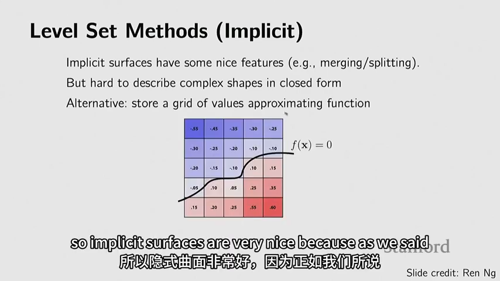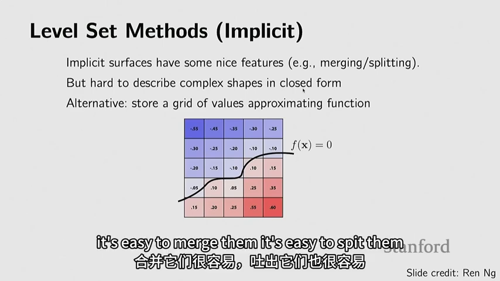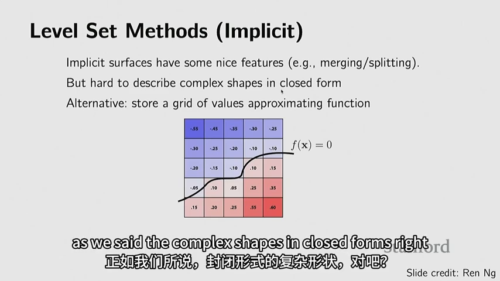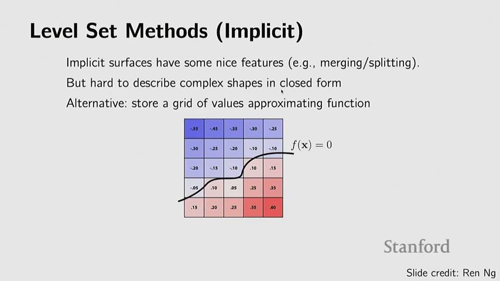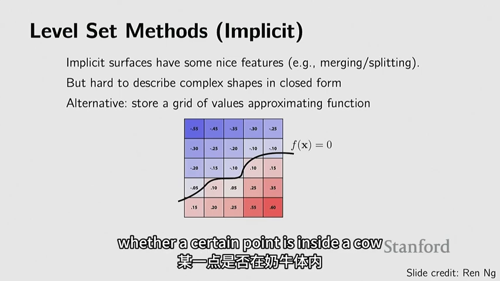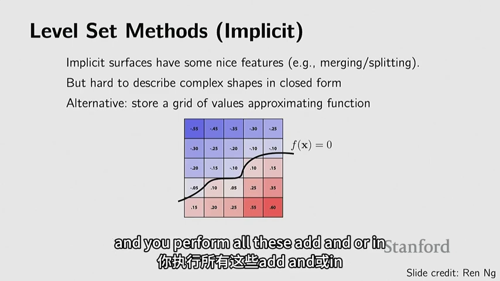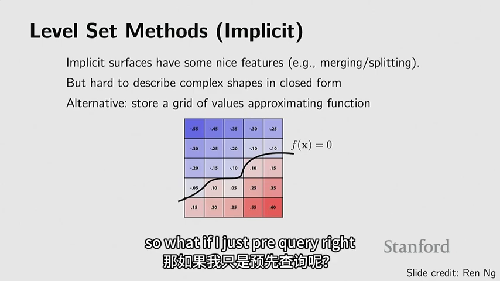So implicit surfaces are very nice because, as we said, it's easy to merge them, it's easy to split them, but sometimes it's hard to describe complex shapes in closed form, right? You have a cow, how would you represent it? Okay, you can compose them, but if every time I have to query whether a certain point is inside a cow, you have to have hundreds of functions and perform all these and, or, plus, minus operations, then it takes a long time. So what if I just pre-query, right?